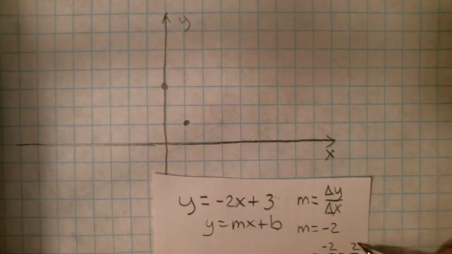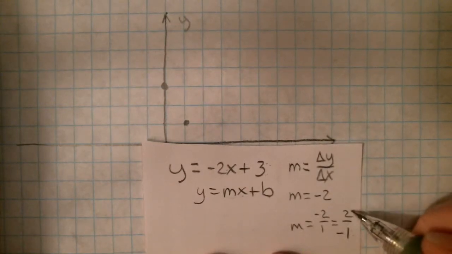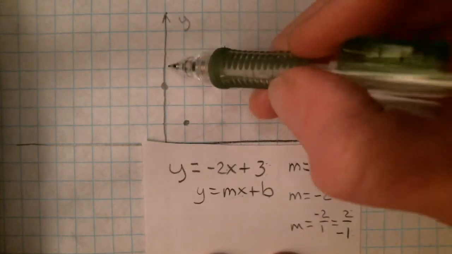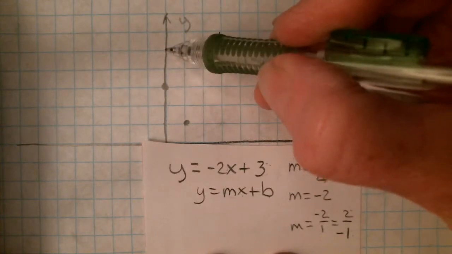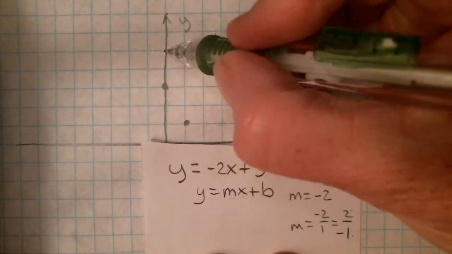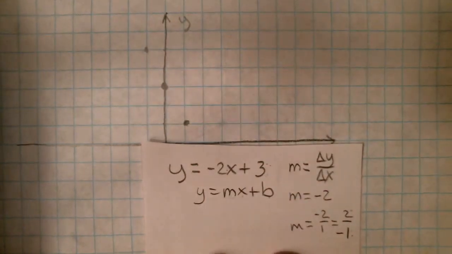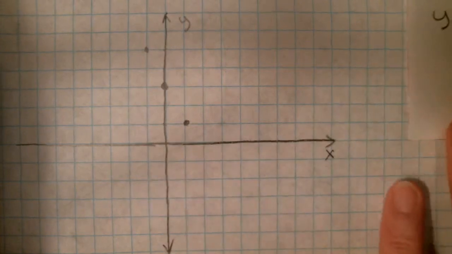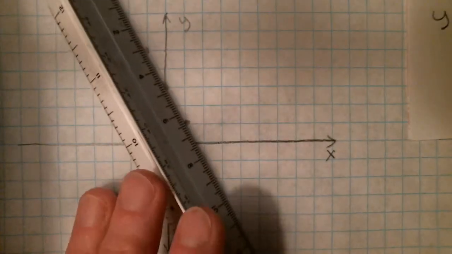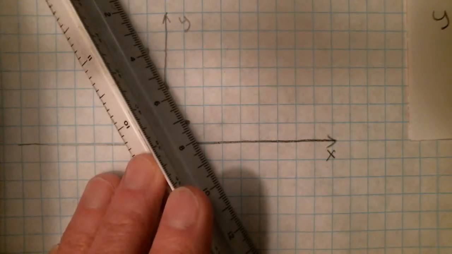Now, you could have used the slope as 2 over negative 1. This would mean that you go up 2 from your y-intercept, 1, 2, and then you go to the left 1. So I'll go up 2 and to the left 1. Either way, doesn't matter. You don't have to do both. You only need 2 points to create a line. And once you have at least 2 points, then you can draw your line. All right? So this is how you would graph.